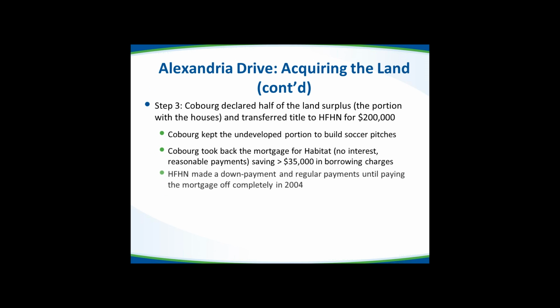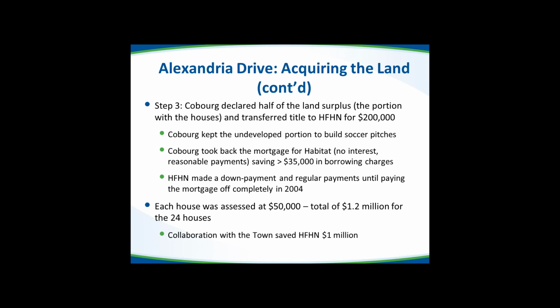Then, step 3, Cobourg declared half of the land surplus, the portion with the houses, and transferred title to Habitat for $200,000. So what they paid to buy it from ODC, they transferred the title for the portion of the land with the houses and the 5 vacant lots to Habitat for that same price. So Cobourg then kept the undeveloped portion, and their ultimate goal was to build soccer pitches. And Cobourg took back the mortgage for Habitat at no interest and reasonable payments for that $200,000, which saved, we estimate, about $35,000 for Habitat in borrowing charges by Cobourg agreeing to take back the mortgage at no interest and affordable payments.